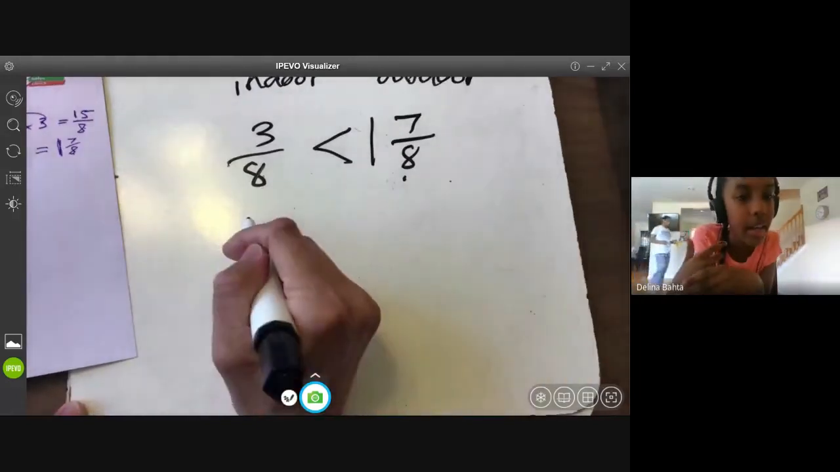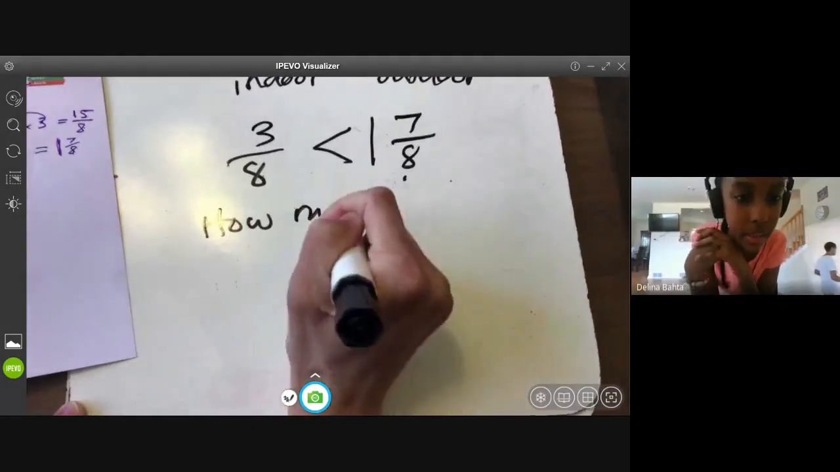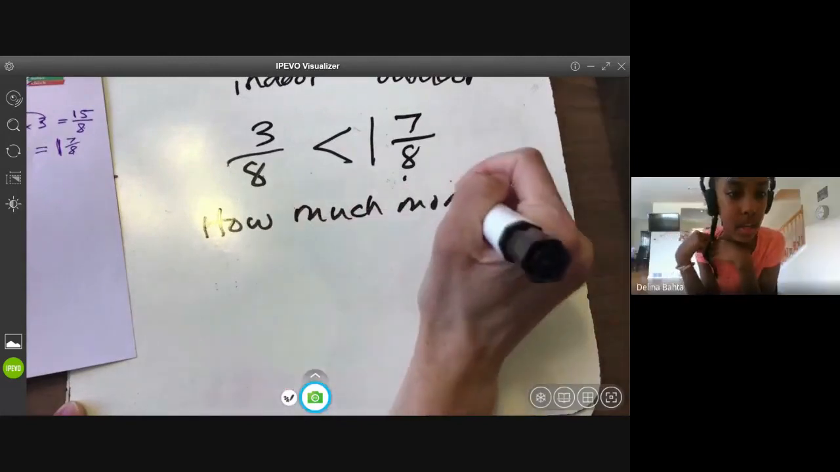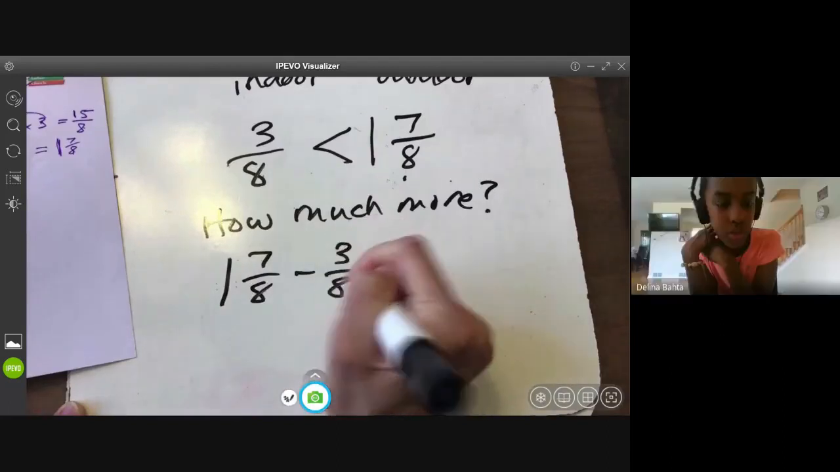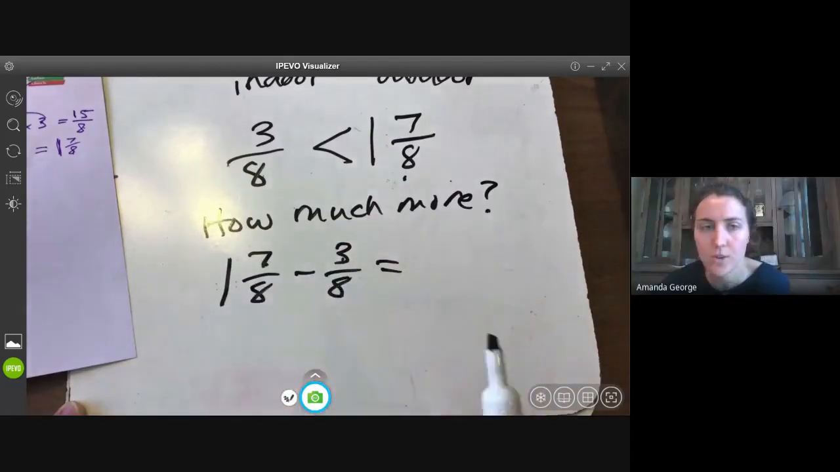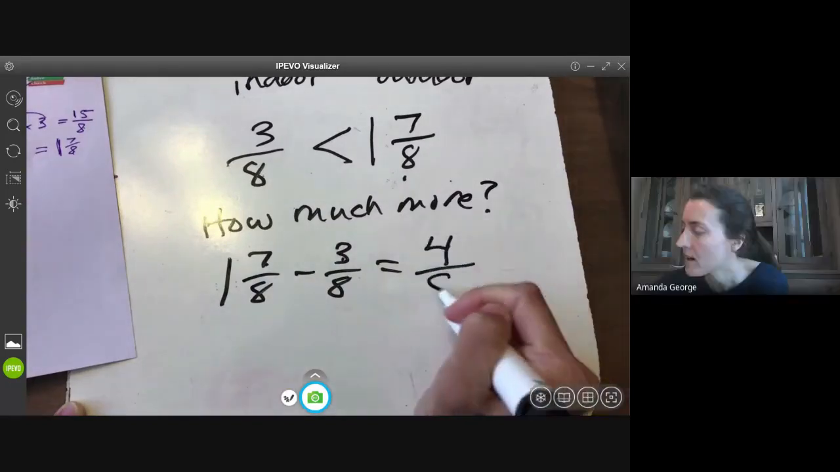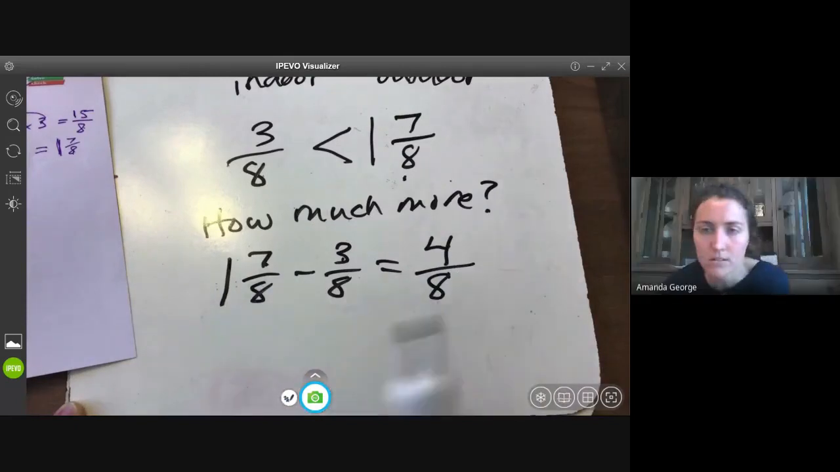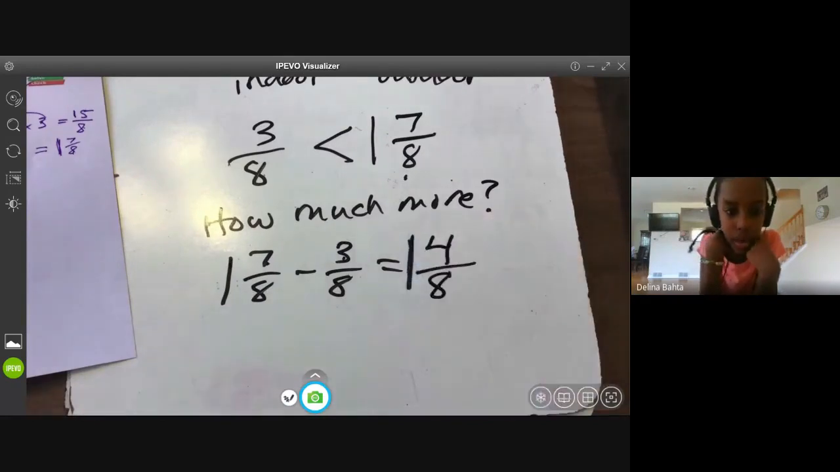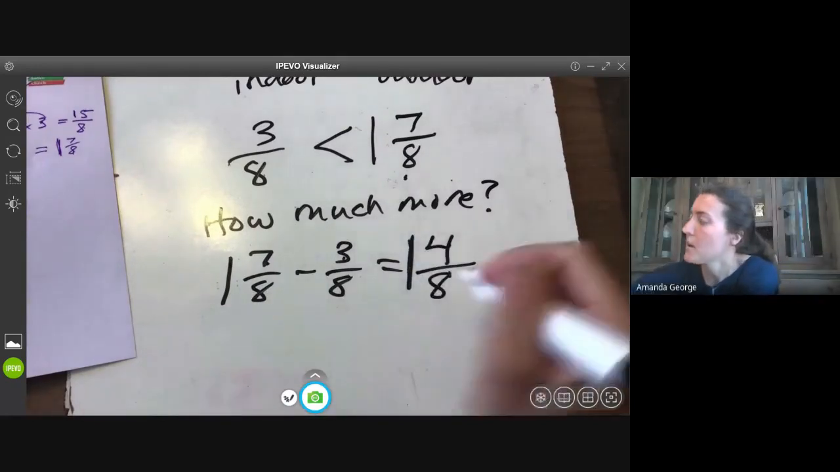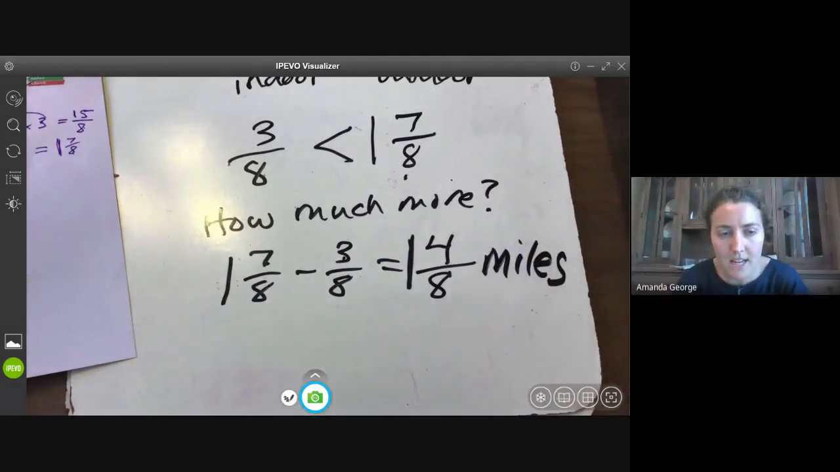What would your equation be to figure out how much more? 1 7/8 minus 3/8. Beautiful. And then, fraction first. 7 minus 3. Can you do it? Yes. Yep. 4/8. 1 minus 0. 1. So it would be 1 4/8. So she ran 1 4/8 miles. Thanks, Delina. Okay. Questions about that type of problem?